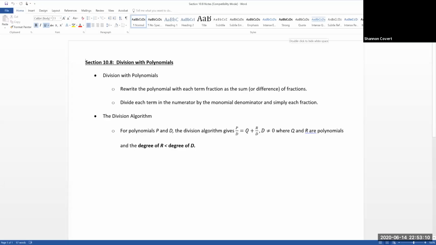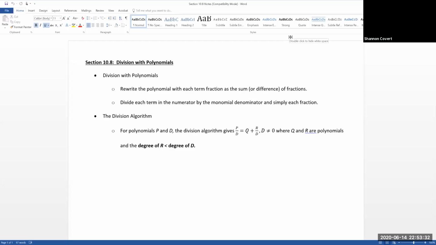This is the last section we have for this course. Section 10.8 is division with polynomials. Two different types of polynomial division we're going to look at in this section. The first type is just considered division with polynomials.